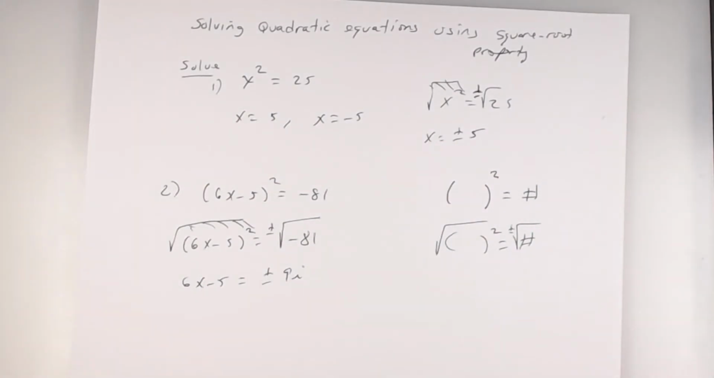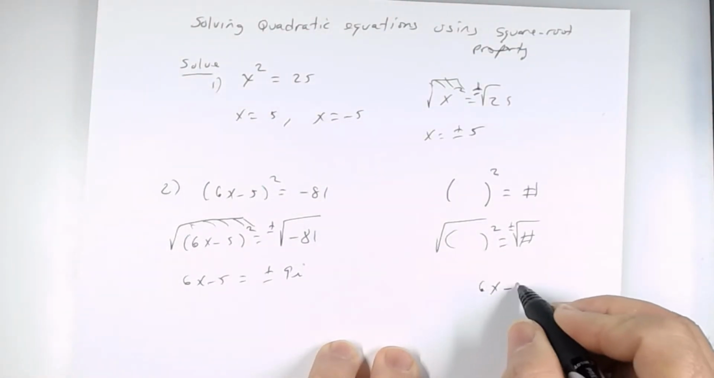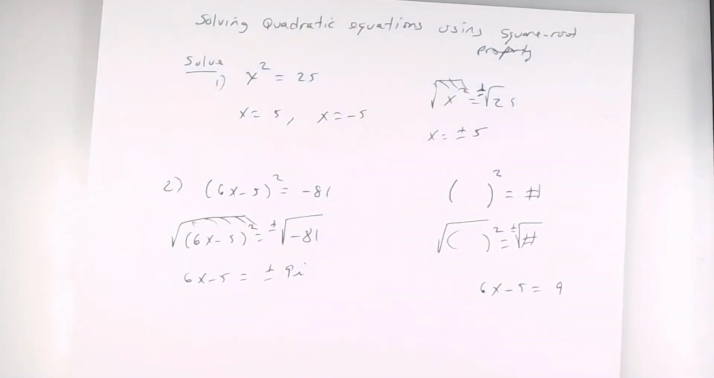Now at that point, you're trying to get x by itself, the variable x, right? So out of curiosity, if I just had 6x minus 5 equal, let's say, 9, what would you do?